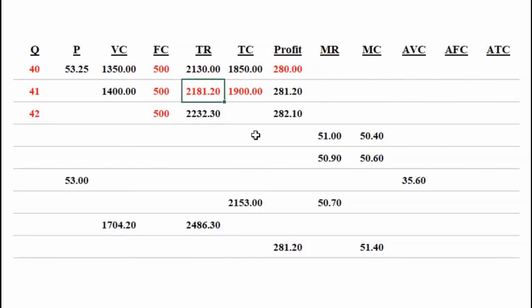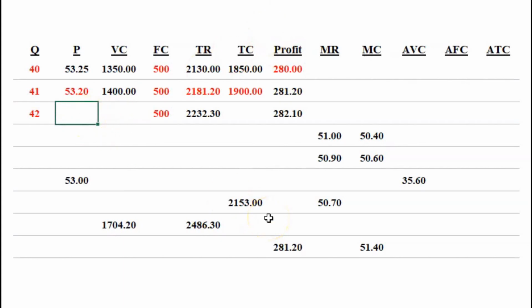So we've got total revenue, and now we just have to identify price. Now we can get price because we have total revenue and we have quantity. Price is equal to total revenue divided by quantity, so let's go ahead and do that. That's 2181.20, divided by the quantity of 41, and that gives me $53.20. So I'm going to put 53.2, and that gives me the price.